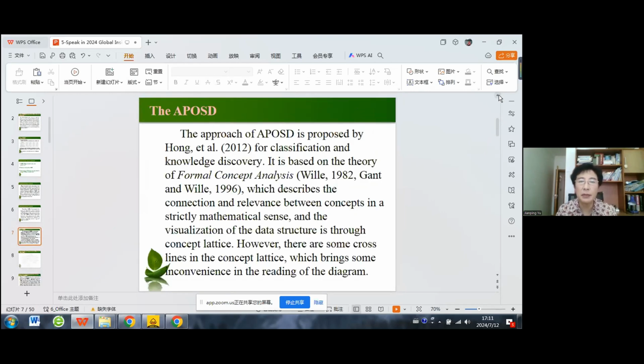The approach of APOSD was proposed by Hong et al. in 2012 for classification and knowledge discovery. It is based on the theory of formal concept analysis, which describes the connection and the relevance between concepts in a strictly mathematical sense. And the visualization of the data structure is through concept lattice. However, there are some cross lines in the concept lattice, which brings some inconvenience in the reading of the diagram.